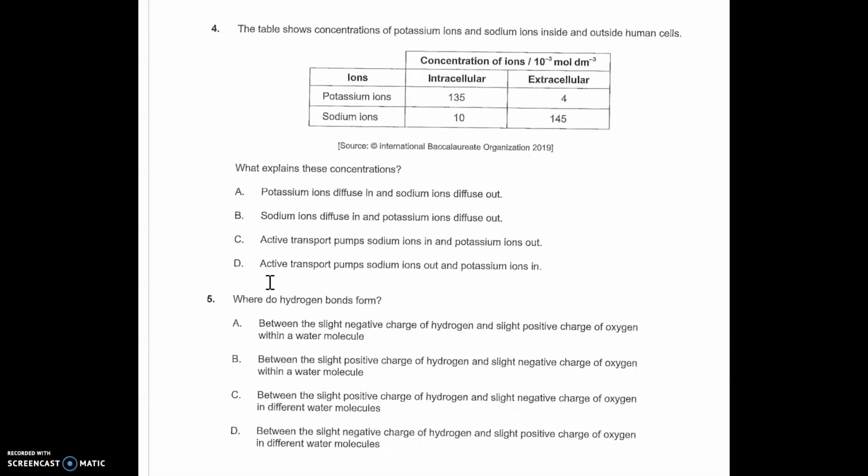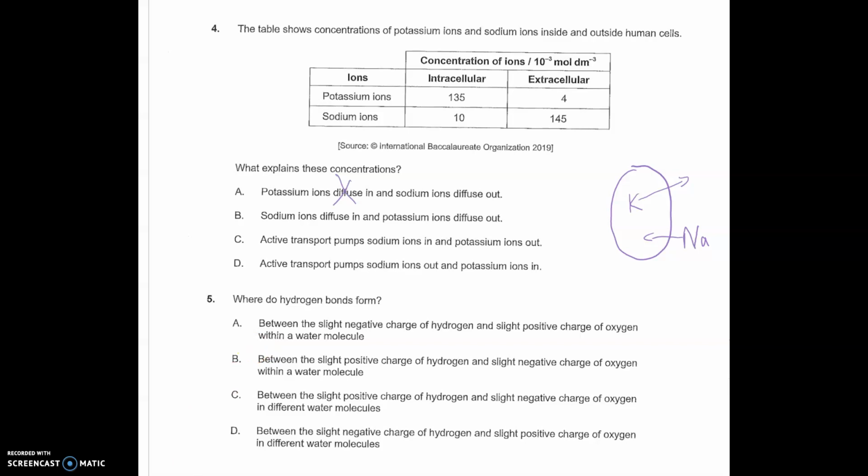In question 4, we're looking at the movement of potassium ions and sodium ions. Now, if we have a cell, at the moment, we've got lots of potassium on the inside and lots of sodium on the outside. So if this was passive diffusion, we would expect potassium to go out and sodium to come in. So we look at each statement. Potassium diffuses in, nope. Sodium ions diffuse in, and potassium ions diffuse out.